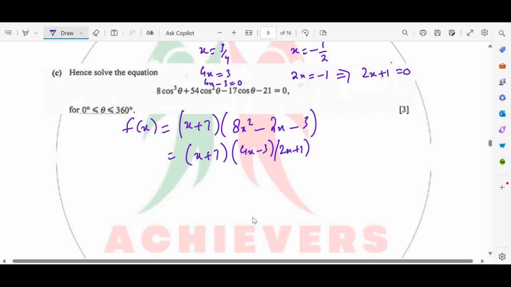Now let me place it here, that if we compare this one with 8x cube plus 54x square minus 17x minus 21, this was the first equation, and we know that these two are similar if we replace x with cos theta. Now what we can do is, we just need to replace it. So f of cos theta will be equal to what?